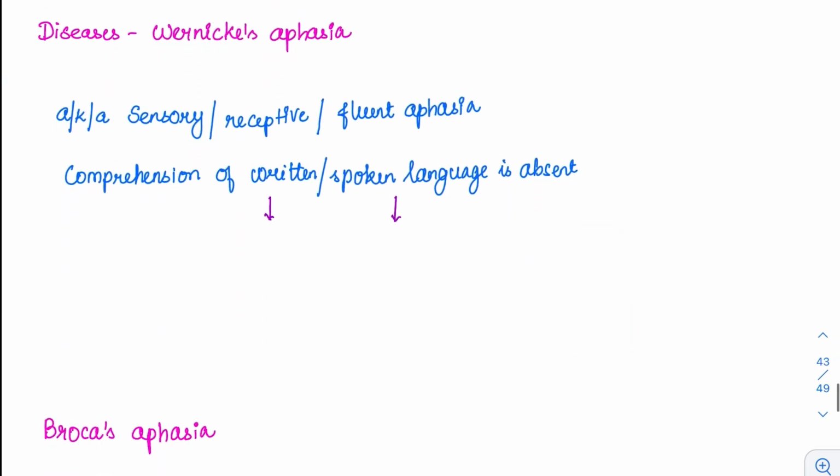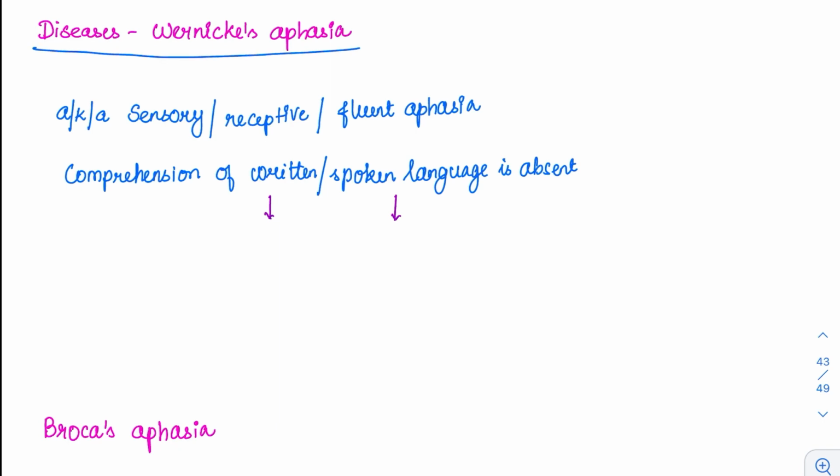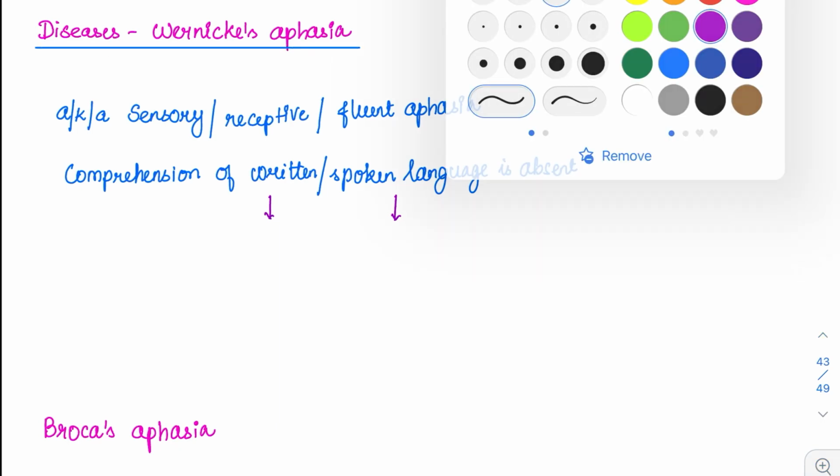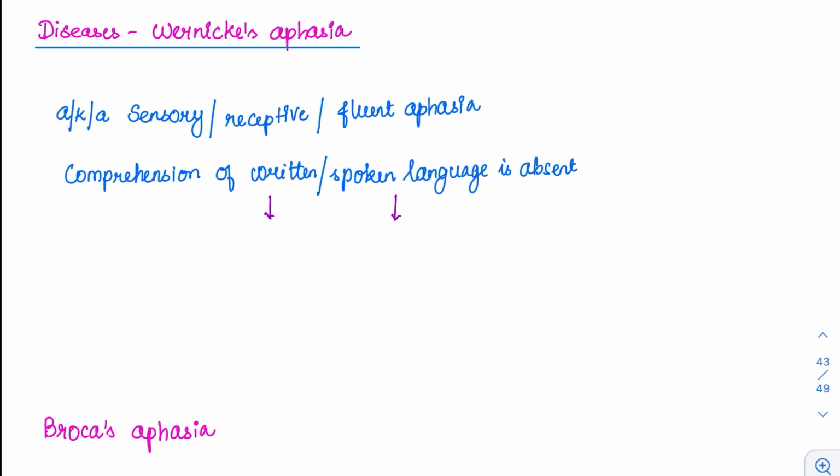Now coming to the defects, the diseases. What happens whenever there is a lesion to the Wernicke's area or the Broca's area? These are the two major areas which will be asked in MCQs. What happens for these areas? Aphasia means it is a disorder in the language and speech centers.